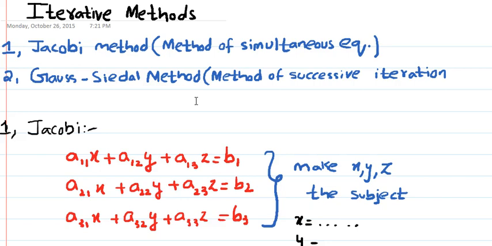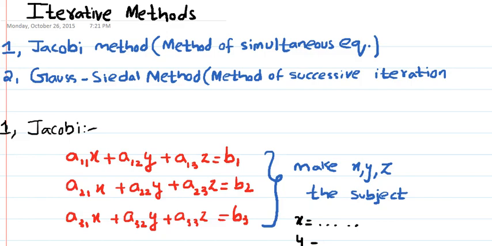So first we will look at what the Jacobi method is. Suppose we have equations a11x plus a12y plus a13z equals b1, a21x plus a22y plus a23z equals b2, and a31x plus a32y plus a33z equals b3.